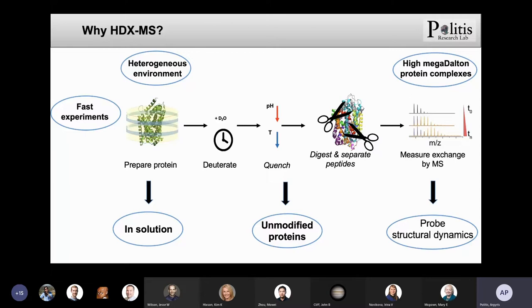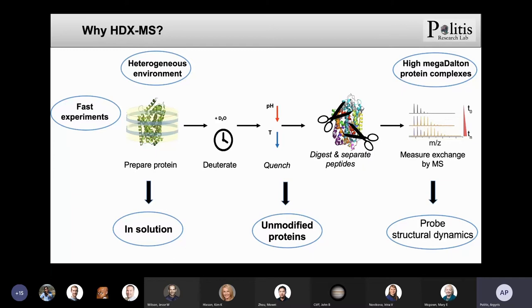Another advantage of the method is that in theory we can do experiments on high megadalton protein complexes, although that will require significant developments on how we analyze the data. So I would say the bottleneck in HDX mass spectrometry is not so much the experiments themselves, but more the amount of data we amass and how we can analyze it in a timely manner. That's why it's important to also develop, at the same time, software that can actually make our lives easier.